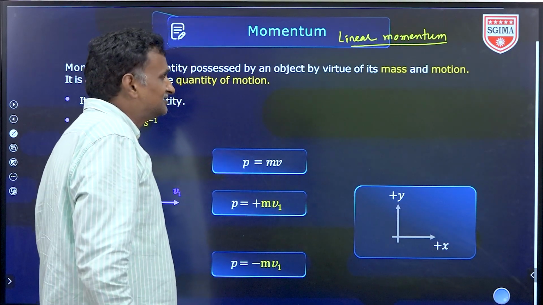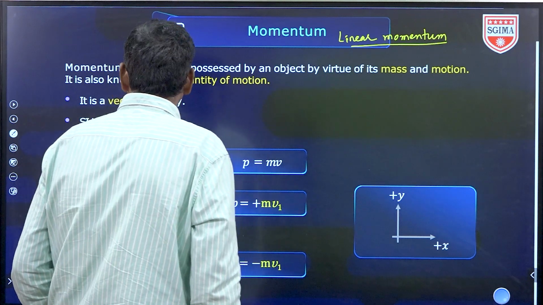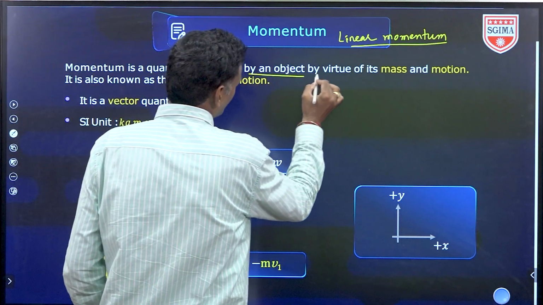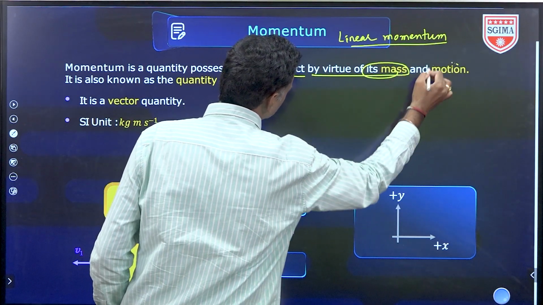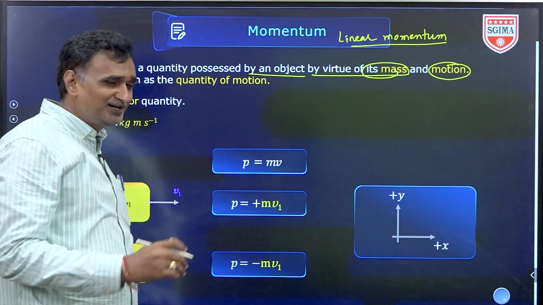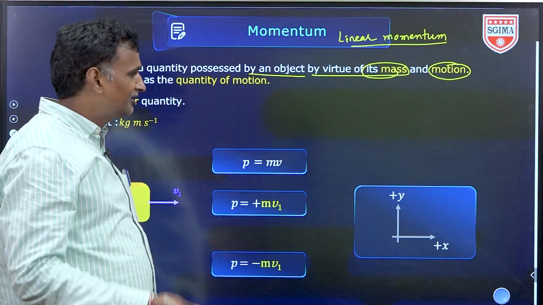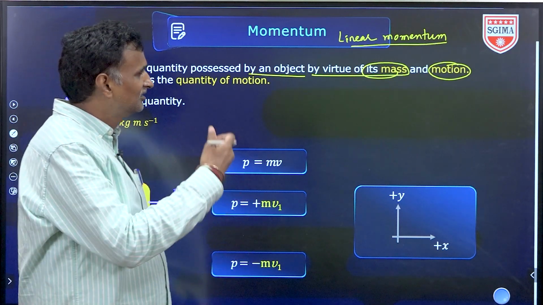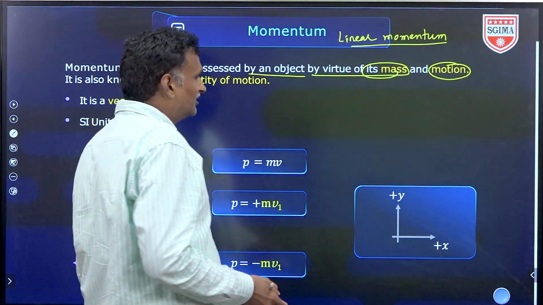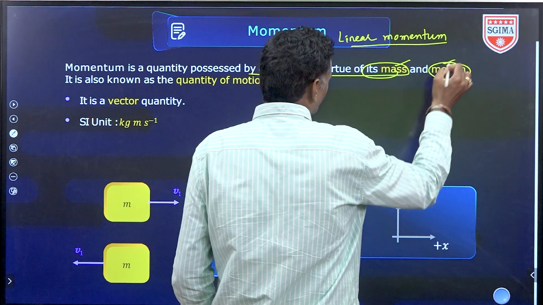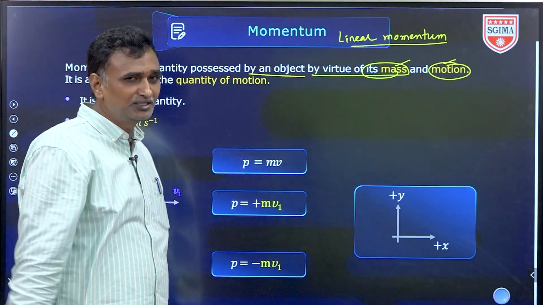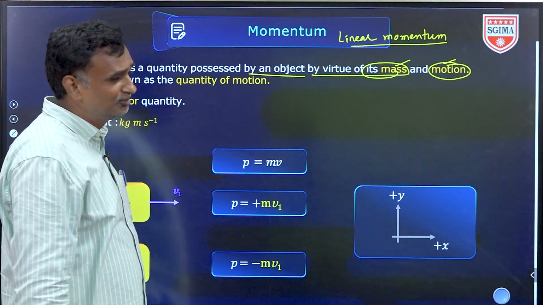Okay. So what is linear momentum? Let us start the discussion here. Momentum is the quantity possessed by an object by virtue of its mass and motion. Generally it is called the product of mass and velocity, as you might know. We define it generally as mass into velocity, by virtue of its mass or due to motion. So whatever the quantity possessed is nothing but momentum.